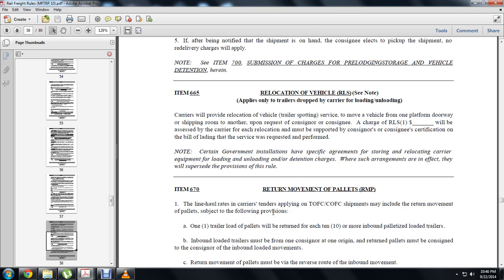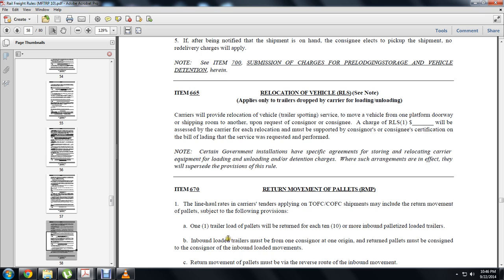The return of the movement of the pallet subject to the following provisions: 1. The trailer load of the pallets of the return of the item 10 of the more inbound palletized trailers. Inbound loaded trailers must be consigned. The same original return must be consigned with the consignors.